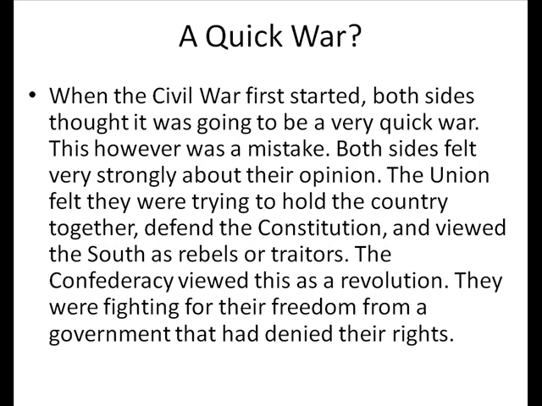The Confederacy thought of this as a revolution. They were fighting for their freedom. They were fighting against a government that had denied them their rights, and they felt like they had a right to leave. They thought the Constitution was just an agreement between the states, and that at any point the states could leave if they wanted to, and in this case they wanted to. So they felt like the North should let them go, and they didn't understand what the North was so angry about.